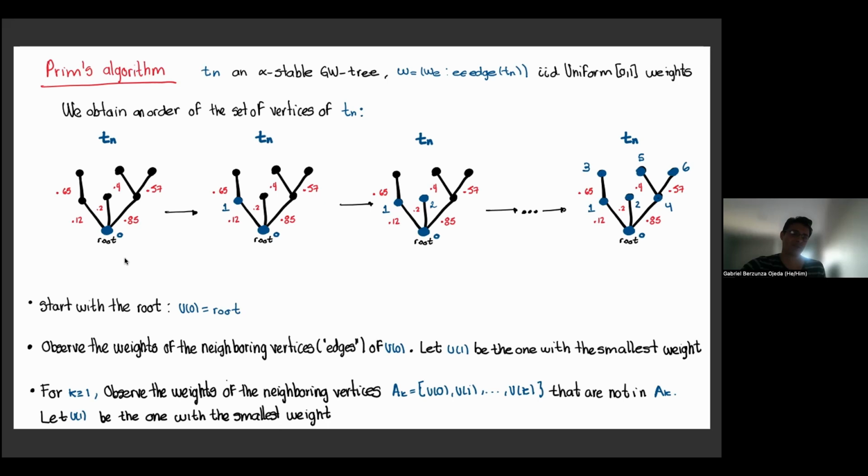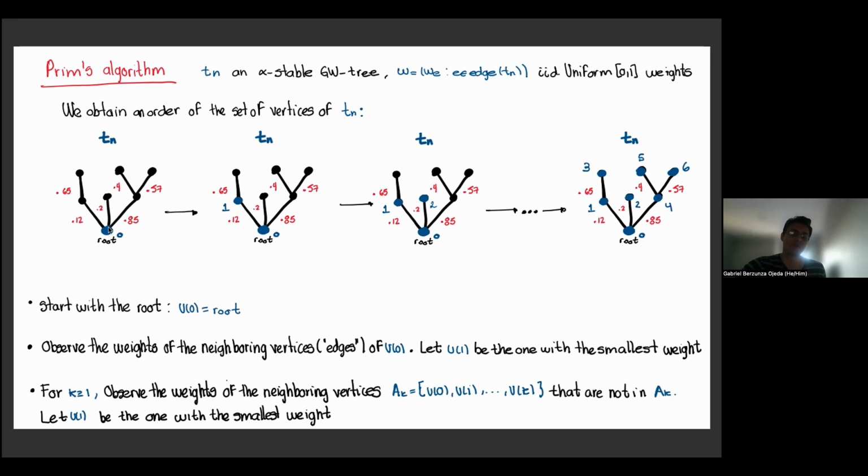So how does it work? This Prim algorithm, we will use it to give an order of exploration of the vertices of this tree, or some labeling. You start by exploring your tree from the root. This will be the first vertex according to this Prim algorithm. And then you look at all the neighbors of your root.